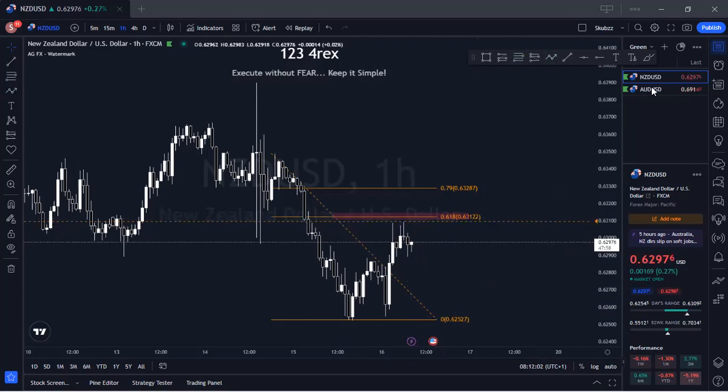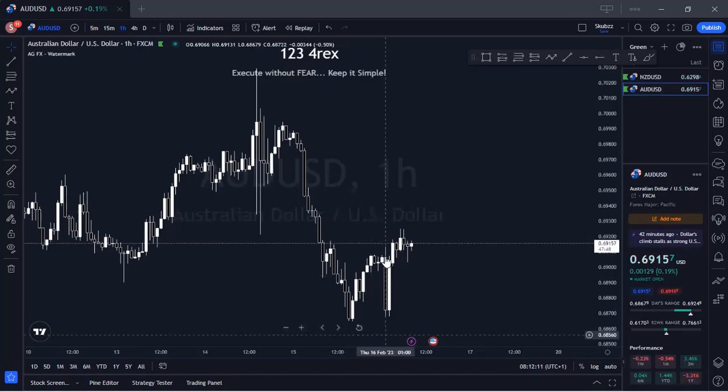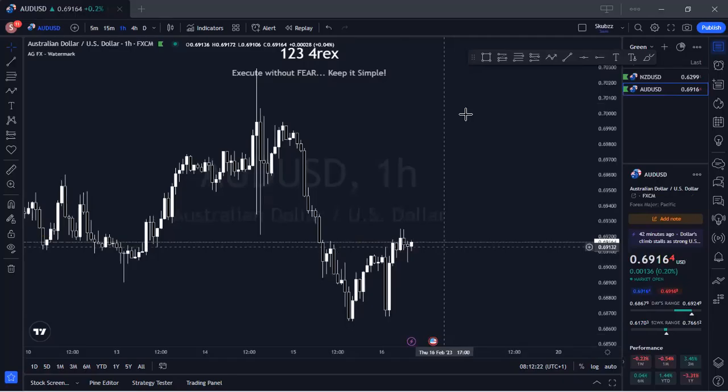Then AED USD, it's the same thing. I think it's the news on AED USD that made this happen. I think this was around 1 a.m. The news was at 1:30 a.m. It's the news on AED USD that spoiled our whole market. So basically, same thing with NZD USD.